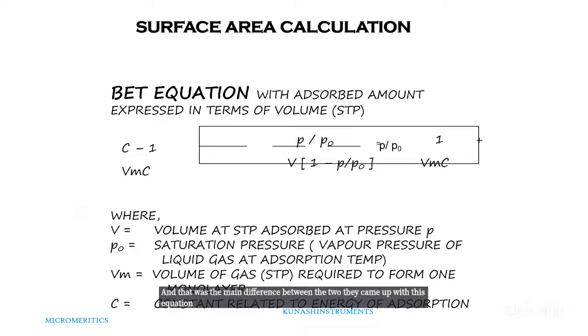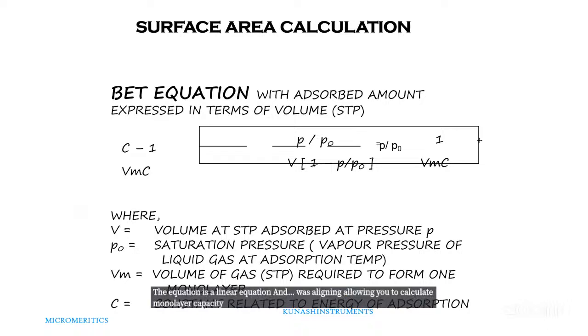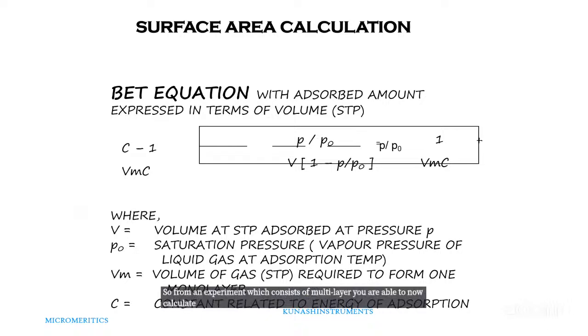The equation is a linear equation and was allowing you to calculate monolayer capacity from an experiment which included multi-layer formation or multi-layer adsorption. So from an experiment which consists of multi-layer, you are able to now calculate what is the monolayer capacity.